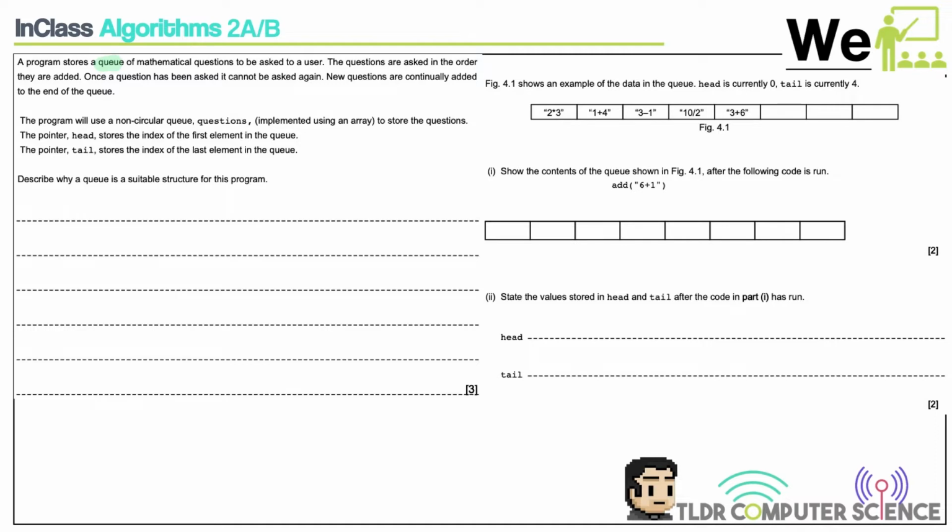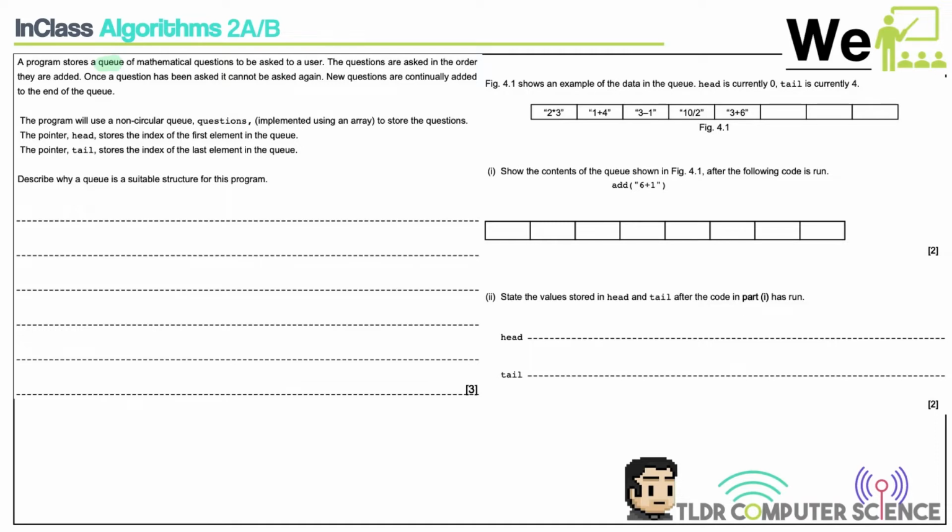If you wanted to ask questions in a different order, could that work for us? No. You'd have to dequeue items until you got to the one you wanted, and then stick them back, and it would be terrible. Once a question has been asked, it cannot be asked again, so once it's removed from the queue, it can't be asked again. And new questions are continually added to the end of the queue.